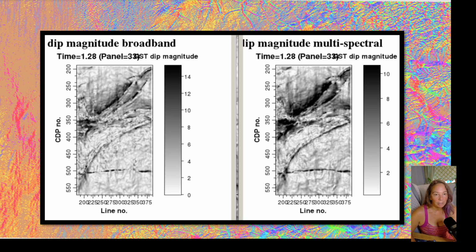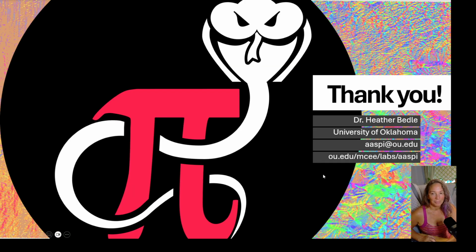And so you can very hopefully clearly see some of the differences in the fault expression, particularly on the lower portion of the image, where these faults are much more clearly defined. Thanks.